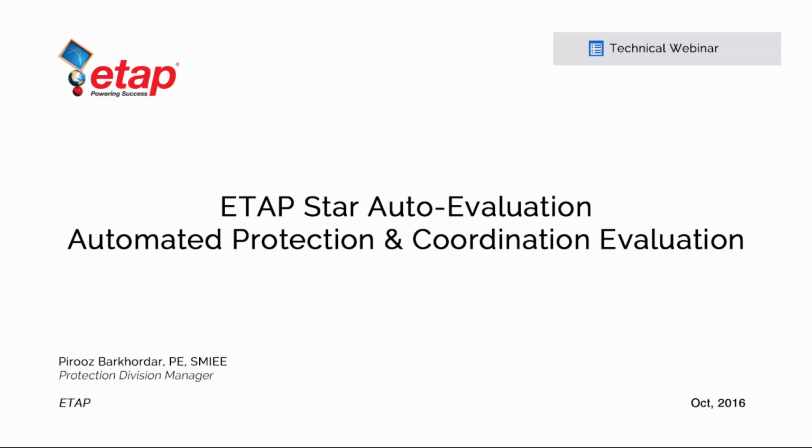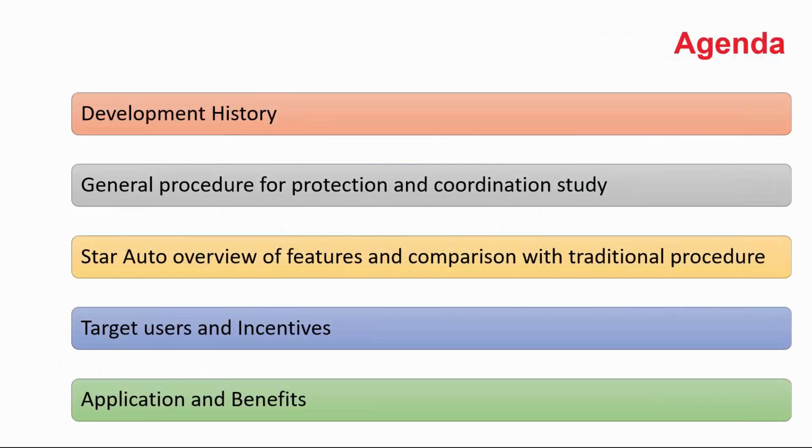Our webinar for today consists of 5 items as the agenda. We will briefly go through the development history, then review the general procedure for protection and coordination studies. We'll have a look at the features and capabilities of STAR Auto and compare it with the traditional procedure. At the end, we'll have a look at who the target users can be and what the incentives and benefits could be if you decide to use this application. So without wasting any time, let's continue.